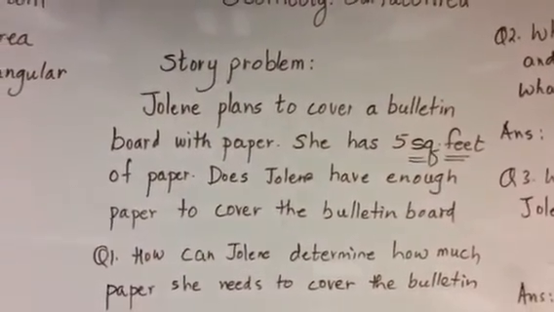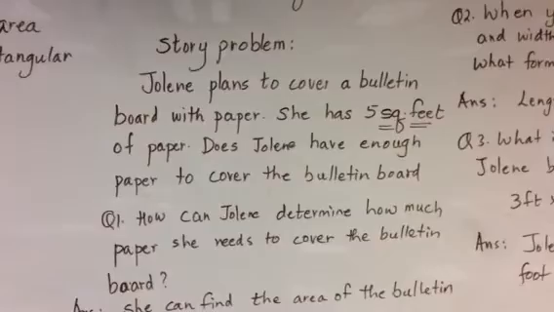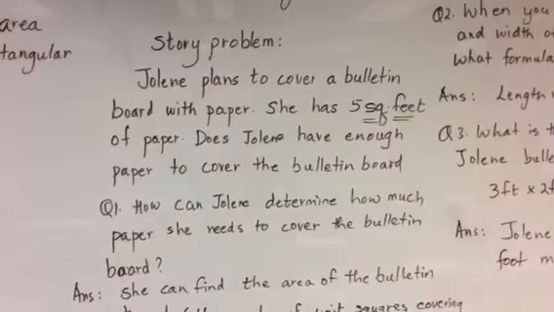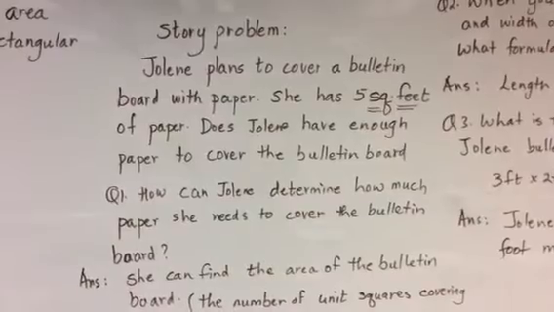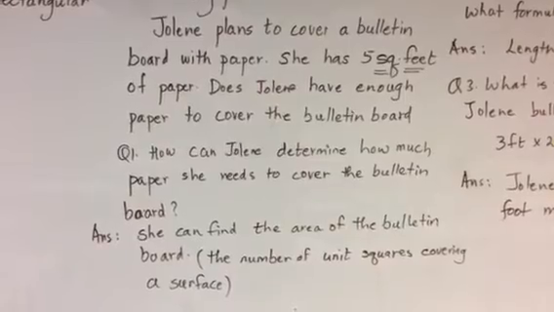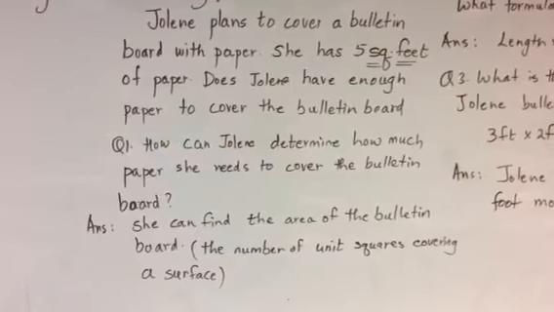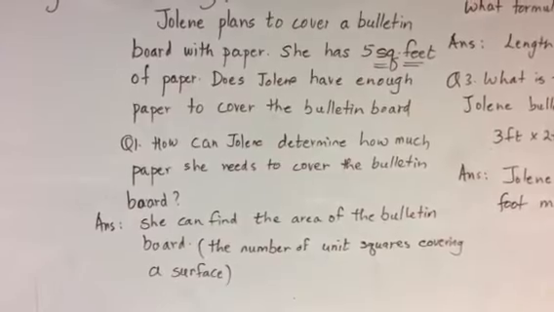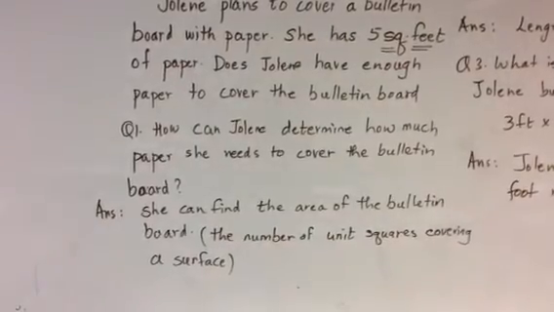Jolene plans to cover a bulletin board with paper. She has 5 square feet of paper. Does Jolene have enough paper to cover the bulletin board? Question number 1. How can Jolene determine how much paper she needs to cover the bulletin board? Answer. She can find the area of the bulletin board, the number of square units covering a surface. Square means double. So she will have to measure the length and the width.